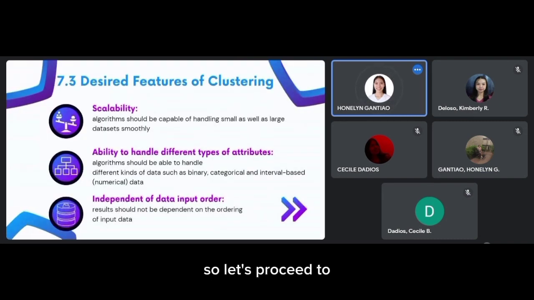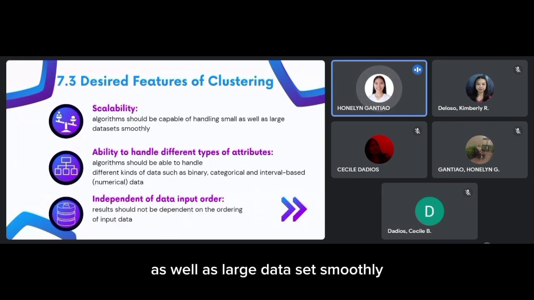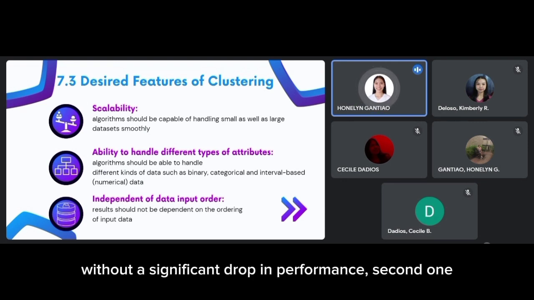So now let's proceed to the desired features of clustering. The first one is scalability. Algorithms should be capable of handling small as well as large datasets smoothly. During clustering, algorithms should be able to work efficiently with data sets of varying sizes, from small to very large, without a significant drop in performance.